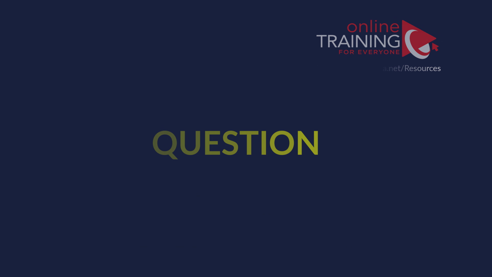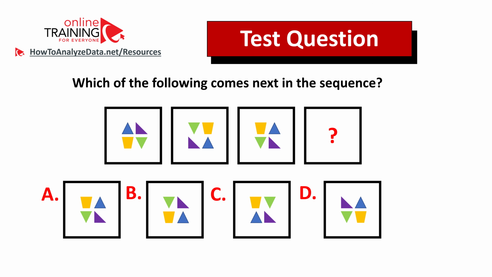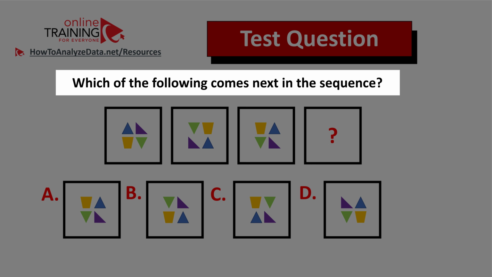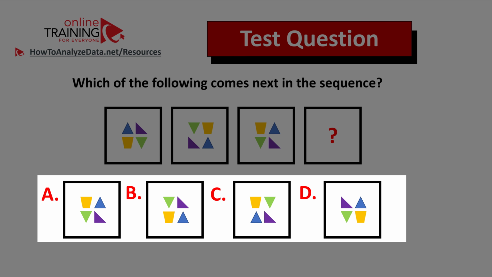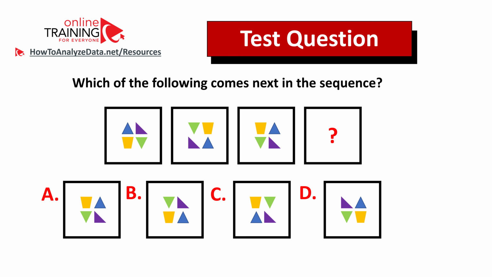Here's the tricky question to test your pattern recognition skills. Which of the following comes next in the sequence? And you're presented with the sequence of 5 squares. Each square has smaller shapes inside. The 4th square is unknown, and you need to detect it from the 4 possible choices. Choice A, B, C, and D. Do you see the answer? It's not obvious. Give yourself 10 to 15 seconds to see if you can recognize the answer.